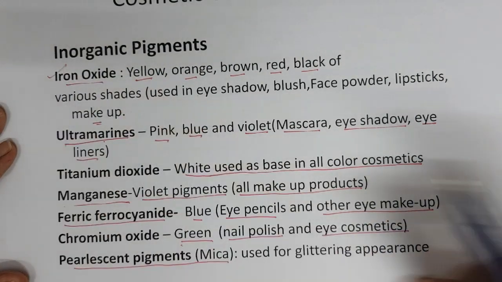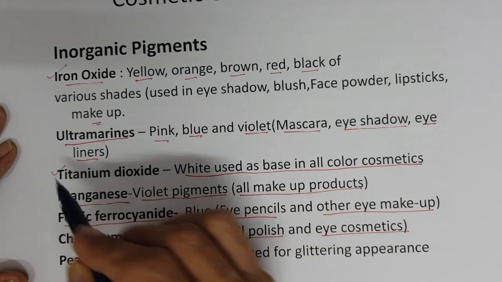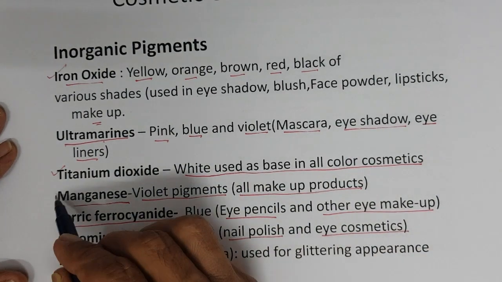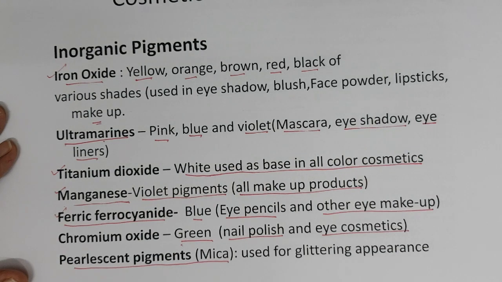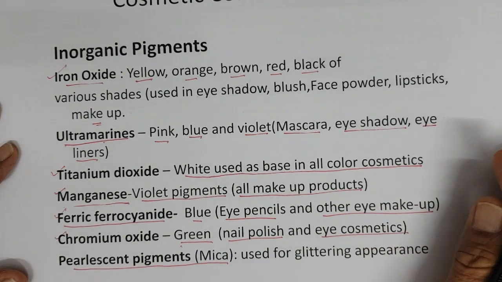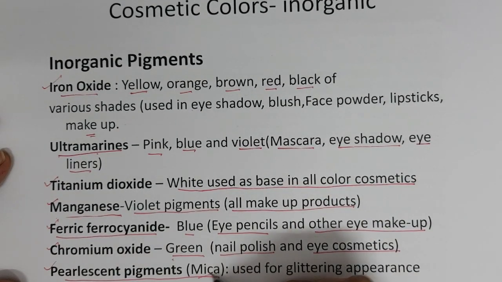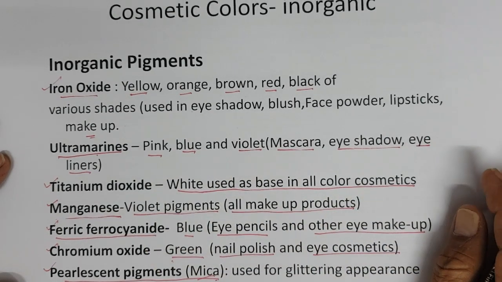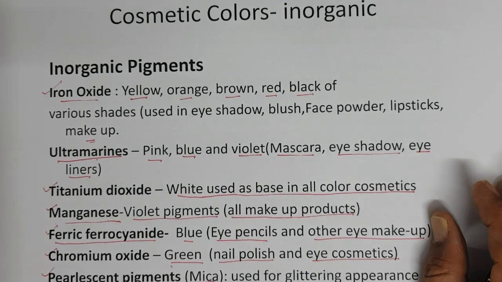Iron oxide, it's very straightforward. Titanium dioxide, it's very straightforward. Manganese based pigments. Ferric ferrocyanide, it's an inorganic compound. Then chromium oxide and pearlescent pigments of mica. These are all very straightforward. What are ultramarines? Right?